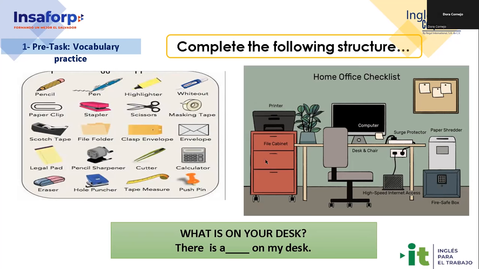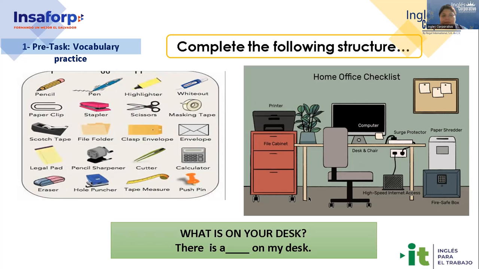Okay. And besides that, we have this, a home office checklist. A printer, a file cabinet, estos son los gaveteros, un organizador, donde ubicamos los archivos, a desk, a chair, a surge protector, a computer, a paper shredder, okay, a fire safe box, okay, aquí esto es una caja fuerte. Or the high-speed internet access, the modem, right?